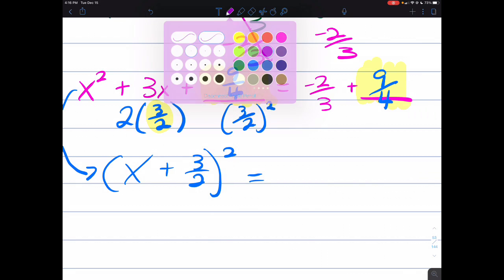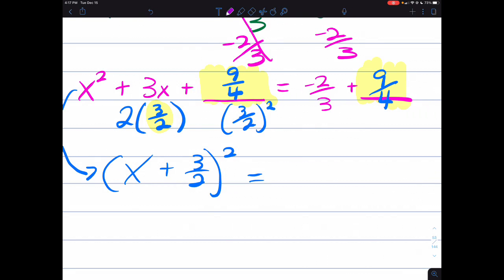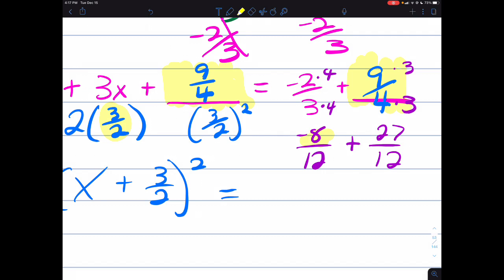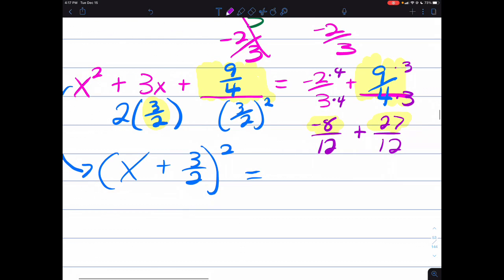So combine these fractions over here. 3 and 4, so I'm going to have to multiply both of these guys to get common denominators. So I got negative 8 over 12 plus 27 over 12. Negative 8 plus 27 is going to give us 19 over 12. That's real pretty, ain't it? I'm going to double check that. Pretty sure it's right.